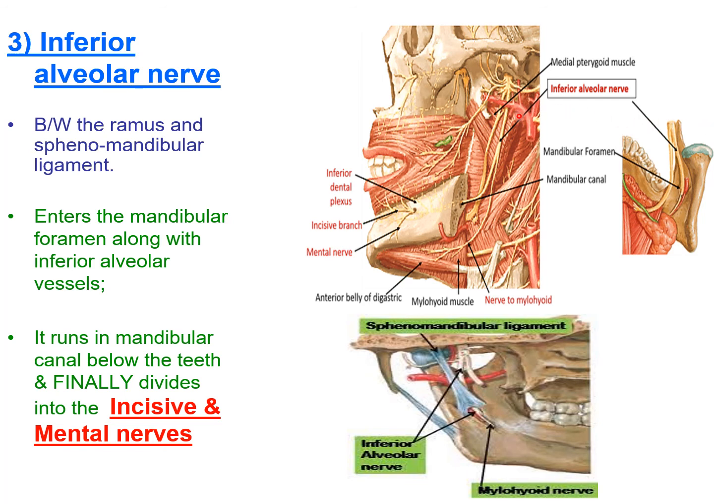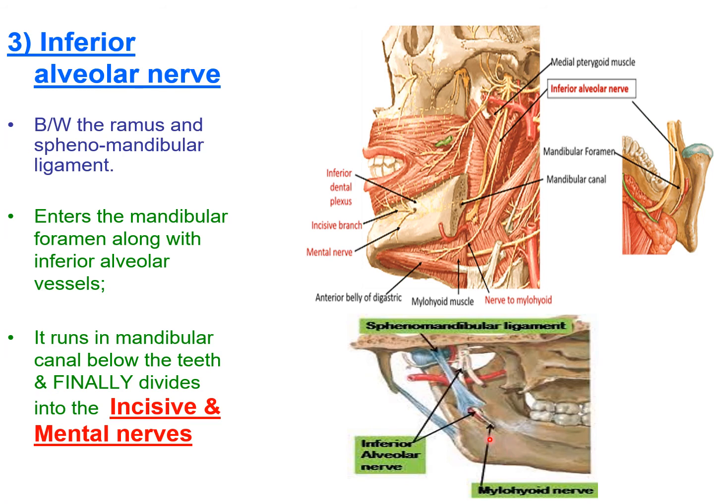The inferior alveolar nerve emerges from the lower border of the lateral pterygoid muscle, passing downwards and forwards between the ramus of the mandible and the sphenomandibular ligament. If we see here, it passes downwards, coming in contact between the ramus and the sphenomandibular ligament, and it enters the mandibular foramen. Before it enters the mandibular foramen, it pierces the sphenomandibular ligament and gives a branch which is known as the nerve to mylohyoid. It enters the mandibular foramen accompanied by the inferior alveolar vessels.